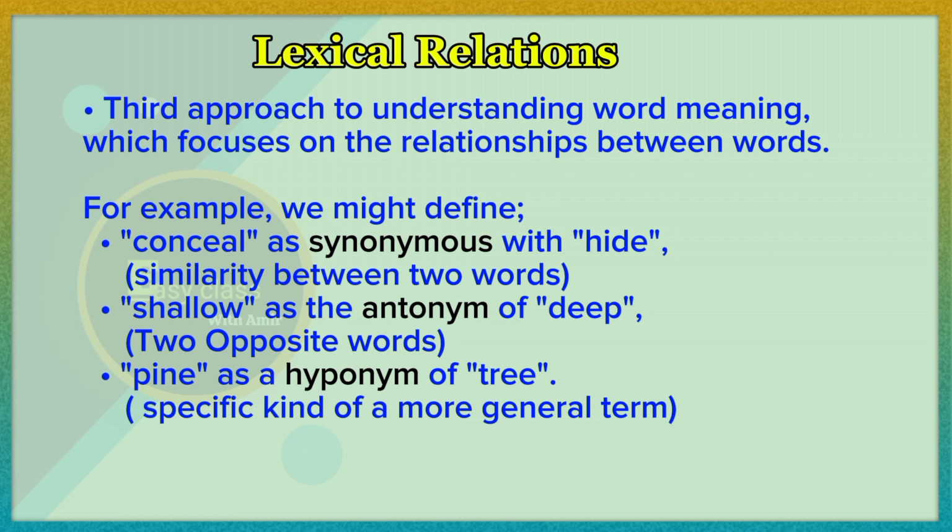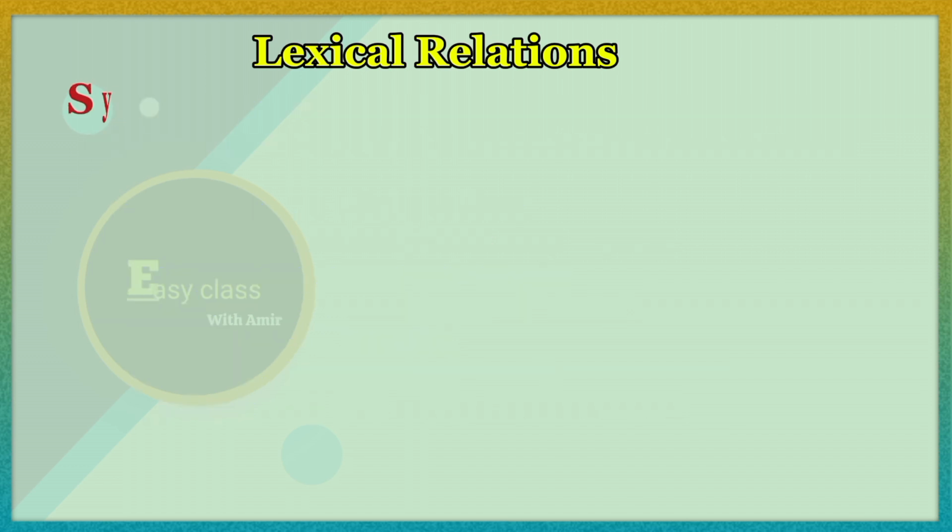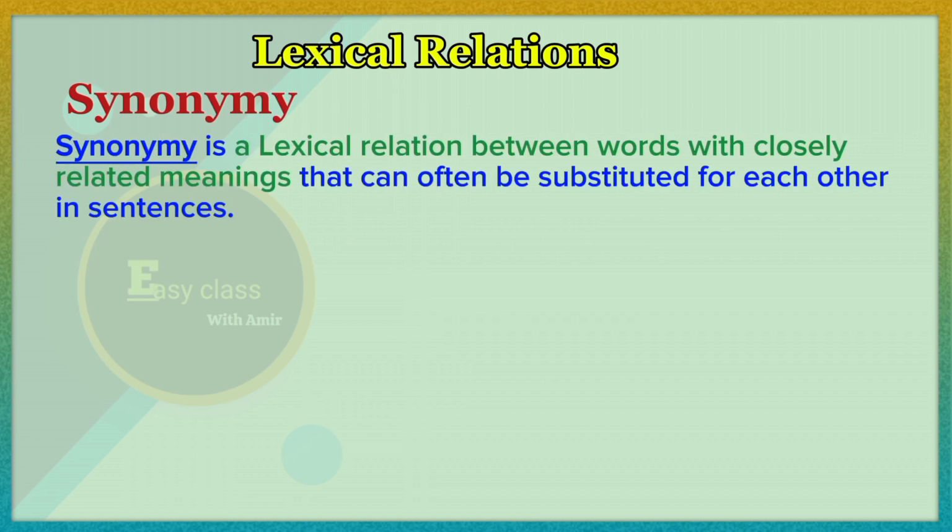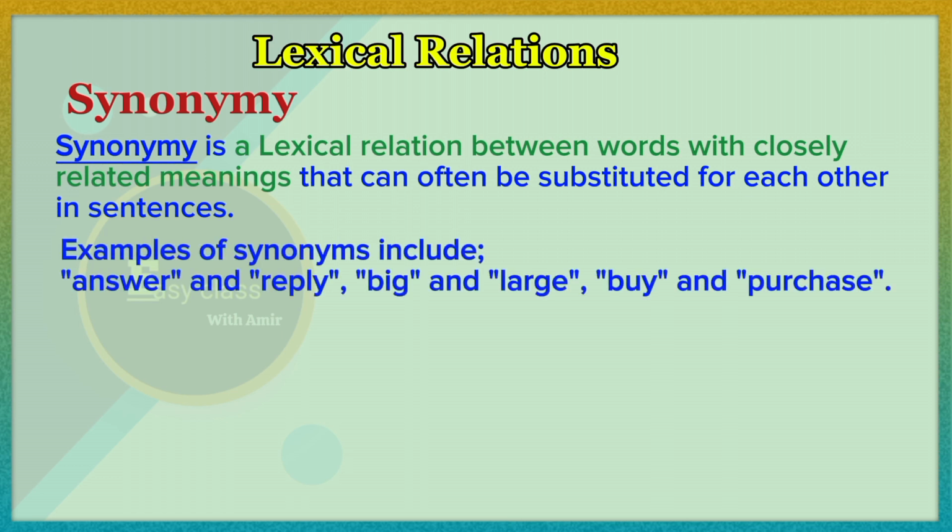This approach, known as lexical relations, analyzes the relationships between words, including synonymy, same meaning, antonymy, opposite meaning, and hyponymy, specific to general meaning. Synonymy. Synonymy is a lexical relation between words with closely related meanings that can often be substituted for each other in sentences. Examples of synonyms include answer and reply, big and large, and buy and purchase.